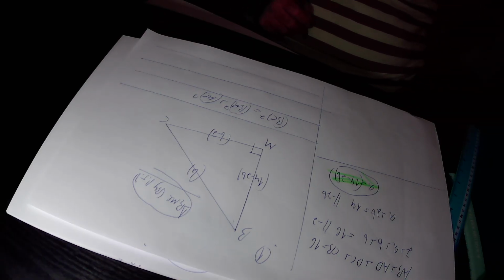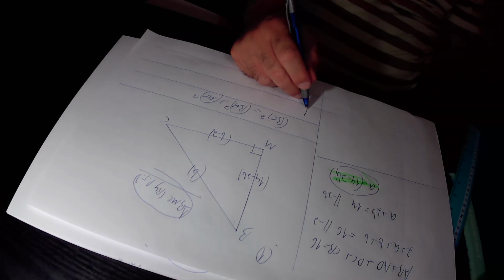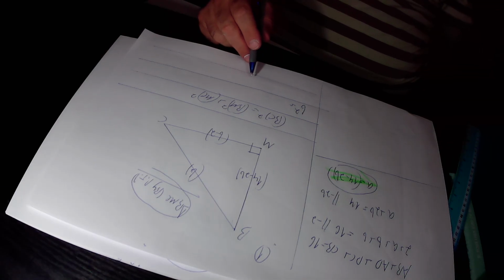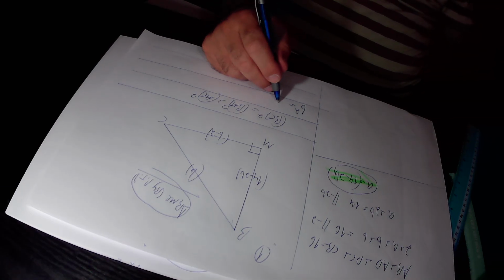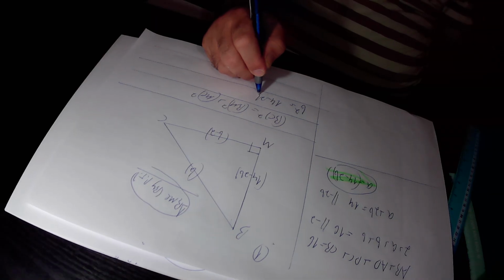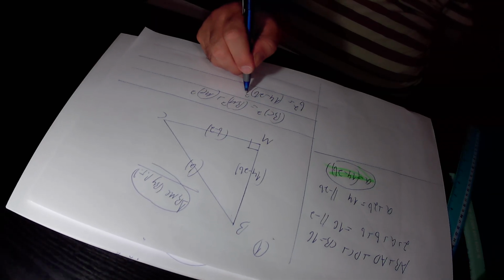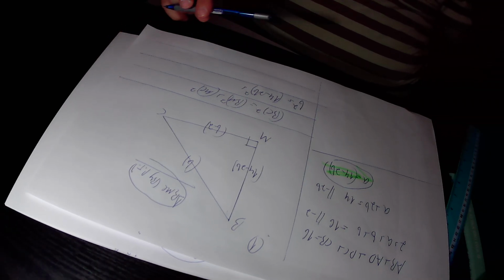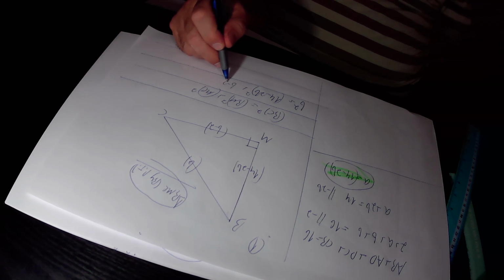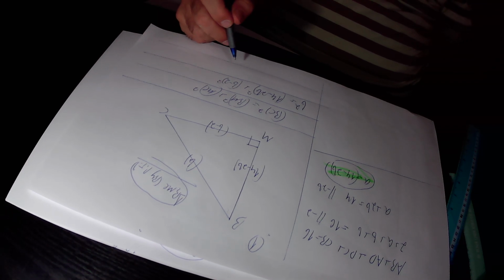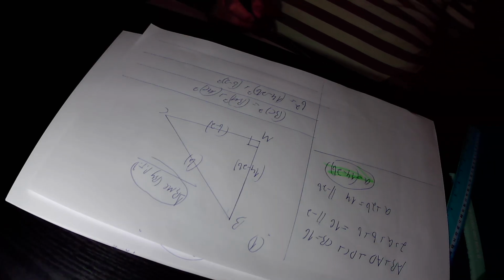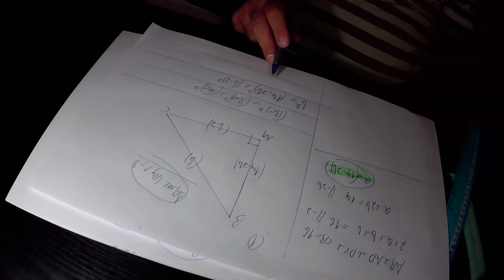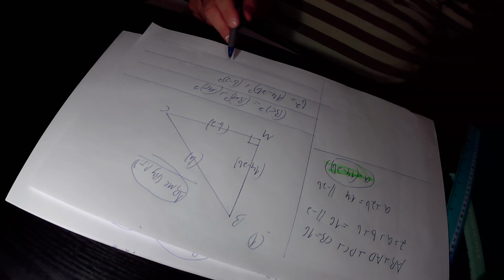BC is B, therefore BC squared is B squared, and it is equal to BM squared. BM is 14 minus 2B, therefore BM squared is (14 minus 2B) squared, plus MC squared. MC is B minus 2, therefore MC squared is (B minus 2) squared. So we found that B squared equals (14 minus 2B) squared plus (B minus 2) squared.